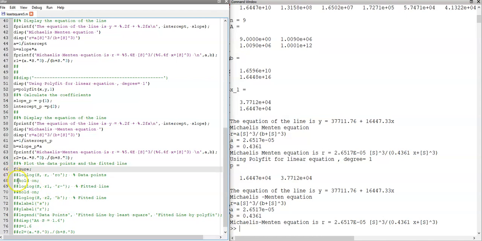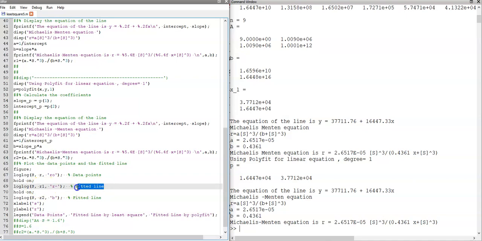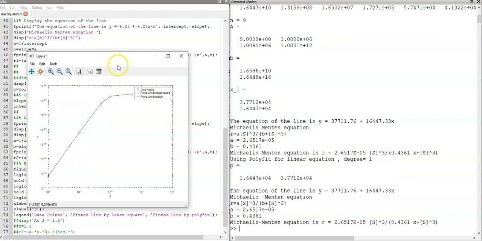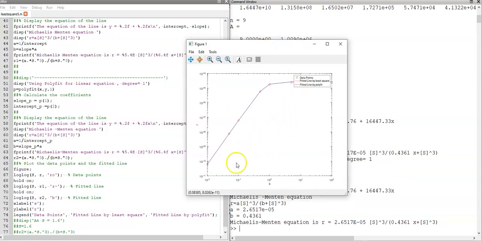Plotting all this data, here I am doing the log plot, and I can show you how it looks. Here log s and r is the original data, and then log s and r1 are the fitted line by using MATLAB and the fitted line by using polyfit. If we run that, we will get, see, this is the curve. So the fit is perfectly well, we got that fit.